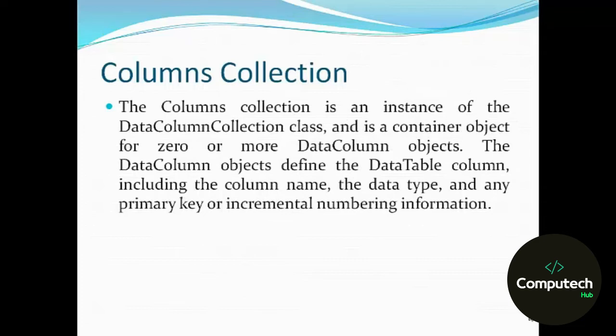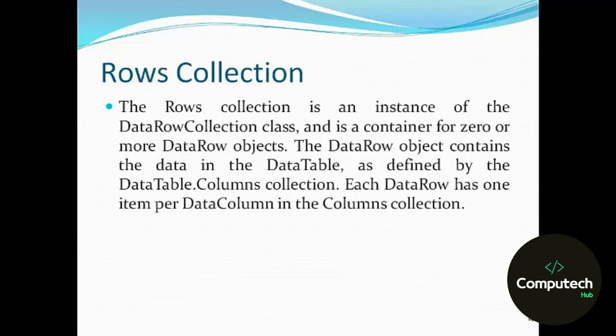The column collection is an instance of the DataColumnCollection class, and it is a container object for 0 or more DataColumn objects. The DataColumn object defines the data table column, including the column name, the data type, and any primary key or incremental numbering information.